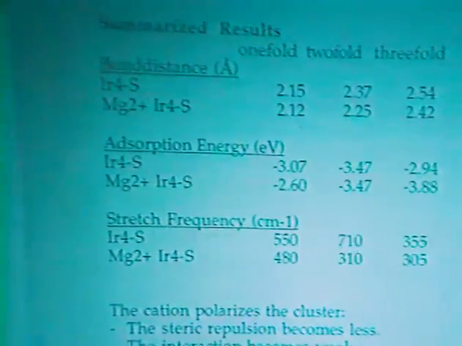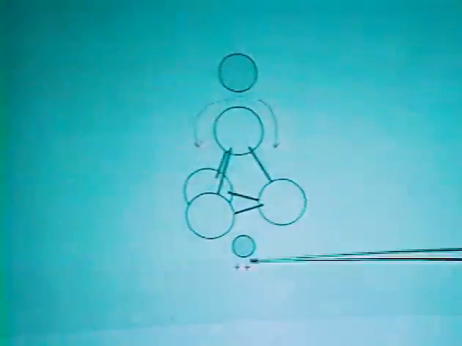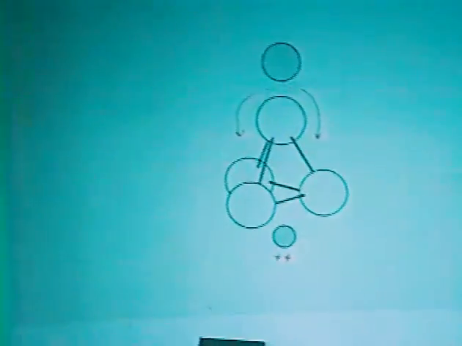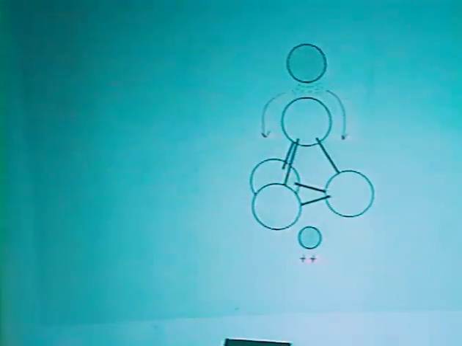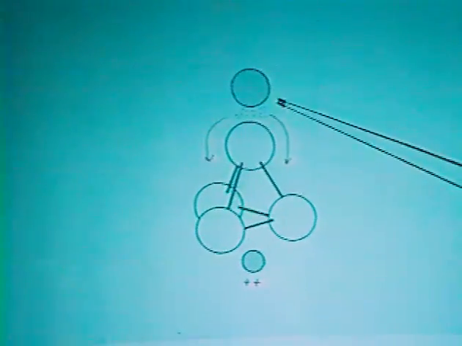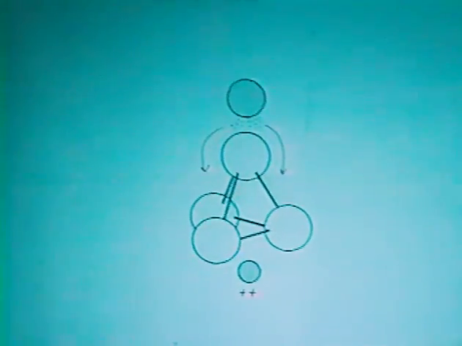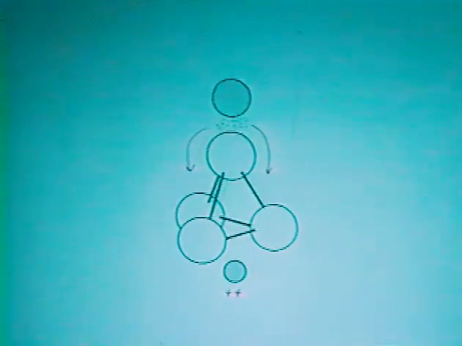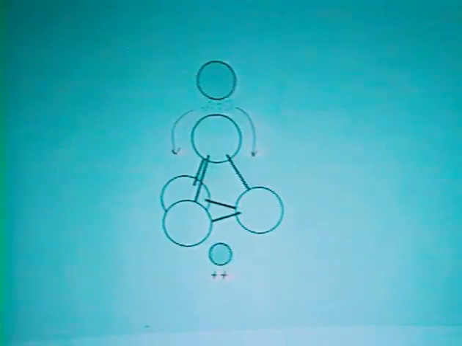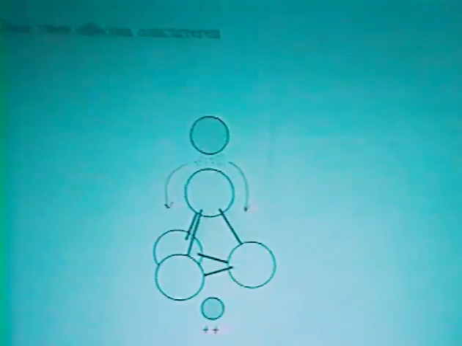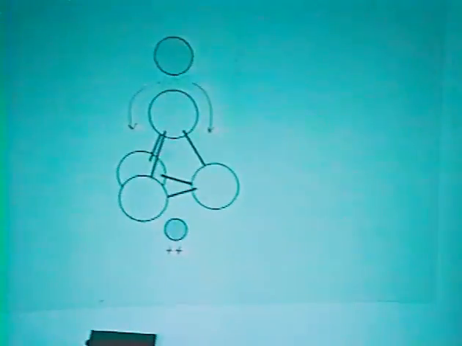Let me try to explain why this all happens. This cation polarizes the cluster. So electrons in this bound region are pulled away. So the electron repulsion decreases in this region. That's one thing. The other thing is that the interaction becomes less favorable because of the positive charge on this side. And those things you have to add up. And then it really depends on the amount of each effect which decreases or increases the bond energy.